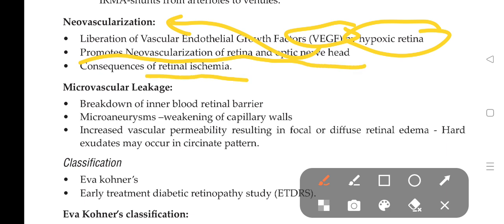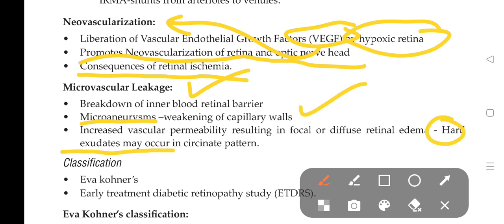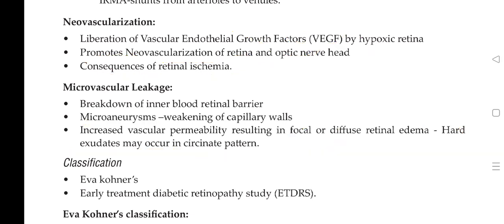Another one is microvascular leakage, that is breakdown of the inner blood retinal barrier. Microaneurysm is present, and there are weakened capillaries as loss of pericytes is there. Next is increased vascular permeability resulting in focal or diffuse retinal edema. Hard exudates are seen, which may occur in a circinate pattern. Hard exudates have sharp borders. They are lipid deposits.